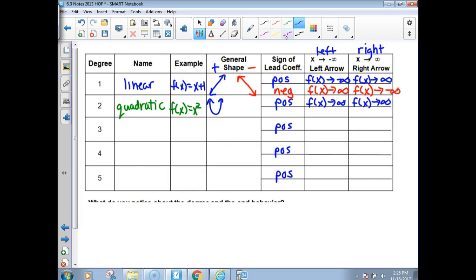And if you have a parabola that has a leading coefficient that's negative, then it opens down. So what happens is the graph is approaching negative infinity on both the right and the left. So we fill in negative infinity for both of these.